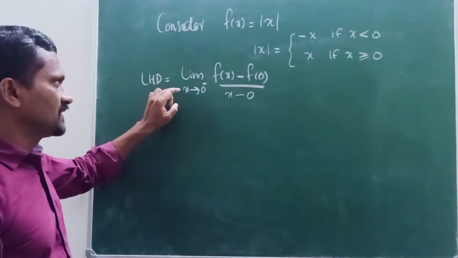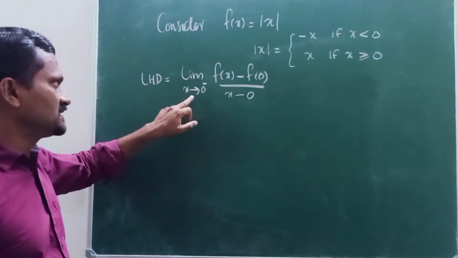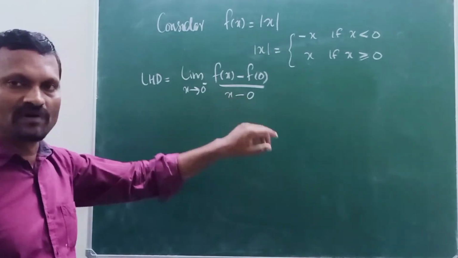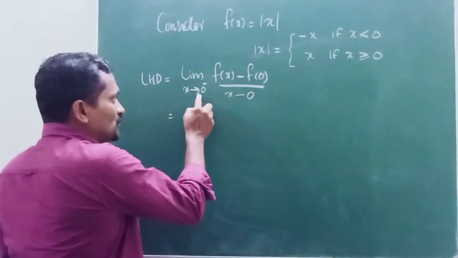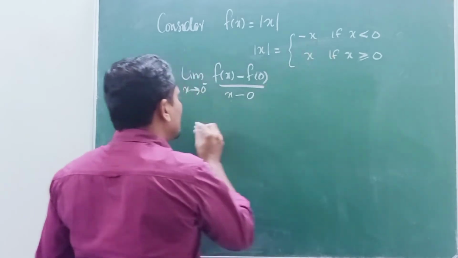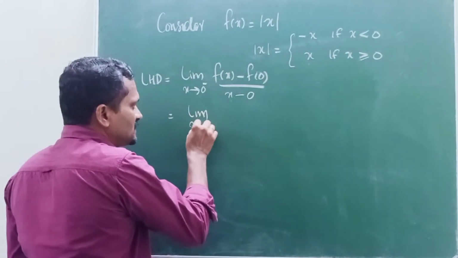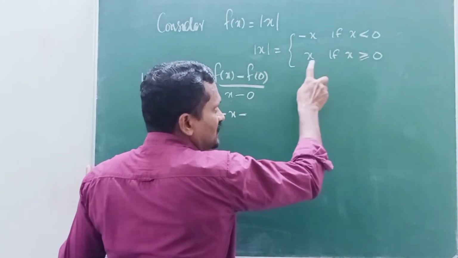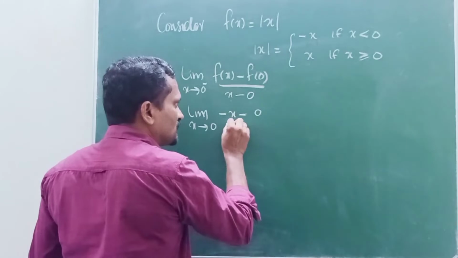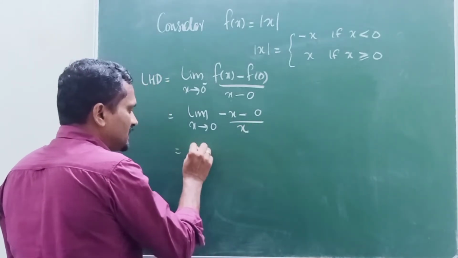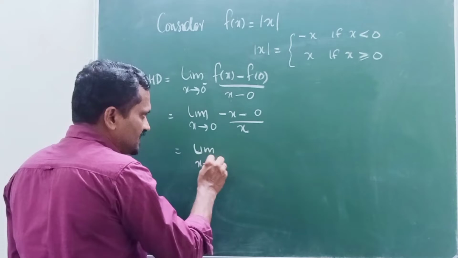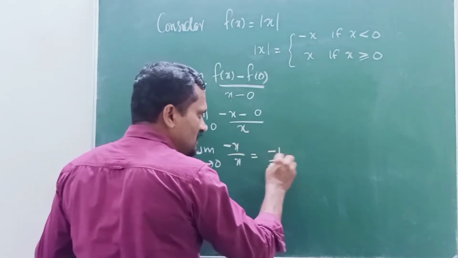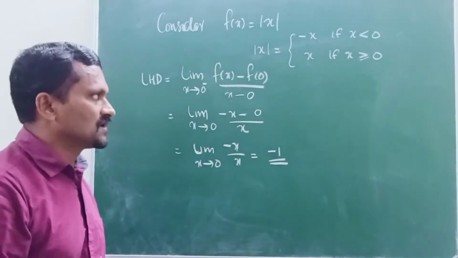The left hand derivative, by formula, is limit x tends to 0 minus of (f of x minus f of 0) divided by (x minus 0). Through the left side, f of x is equal to minus x, so that is limit x tends to 0 minus of (minus x minus 0) divided by x, that is limit x tends to 0 minus of minus x by x, which is equal to minus 1, since the limit of a constant is the constant itself.